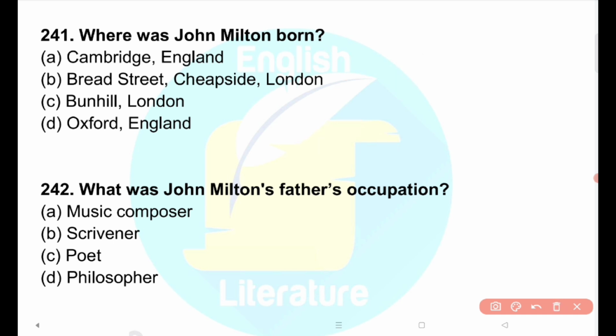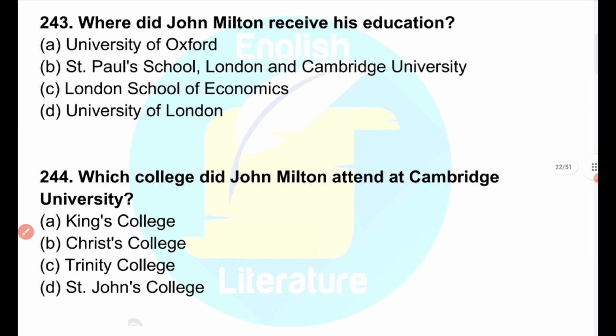What was John Milton's father's occupation? Option A, he was a music composer. Where did John Milton receive his education? Option B, St Paul's School, London and Cambridge University. Milton studied at St Paul's School, London, where he received a strong foundation in Latin, Greek, and classical literature, and he later attended Christ's College, Cambridge, where he earned his bachelor's and master's degrees.